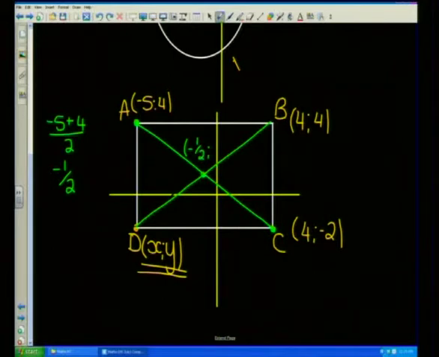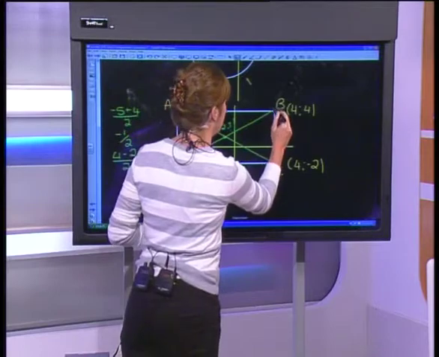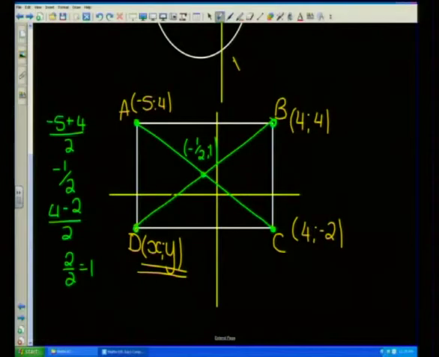The y-coordinate: y1 plus y2, 4 minus 2, over 2, that's going to leave us with 2 over 2, which is 1. So we're getting the midpoint of -1/2 and 1. Okay, so now the idea is we're going to use the coordinates of B and of D, but we're going to use the midpoint formula backwards.